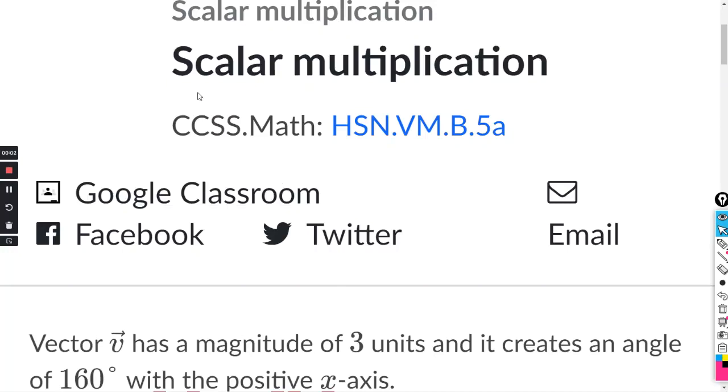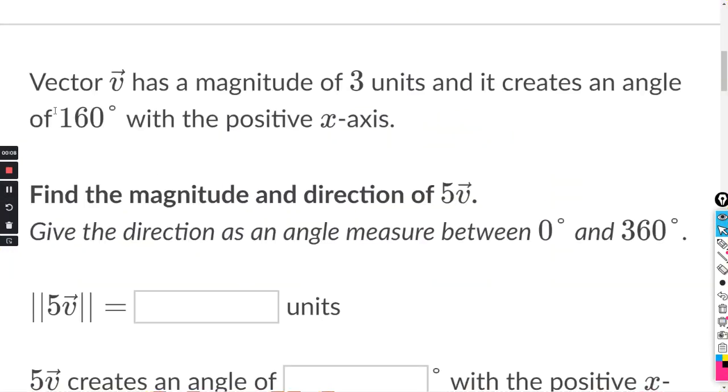This will be for the Khan Academy exercise, scalar multiplication. It says vector v has magnitude of 3 units and it creates an angle of 160 degrees with the positive x-axis. Find the magnitude and direction of 5 times vector v.